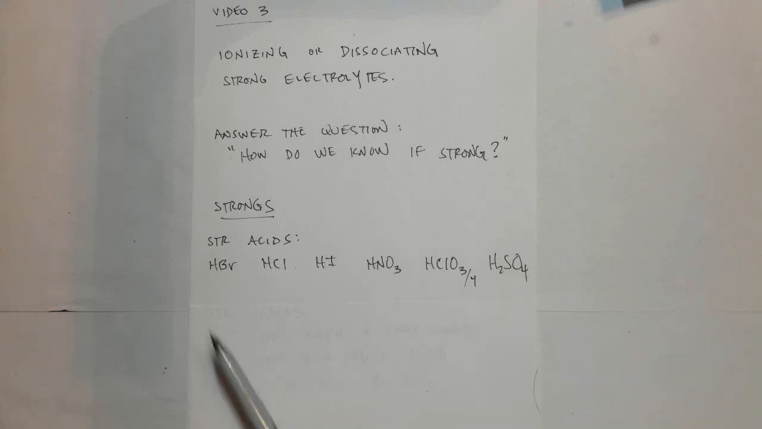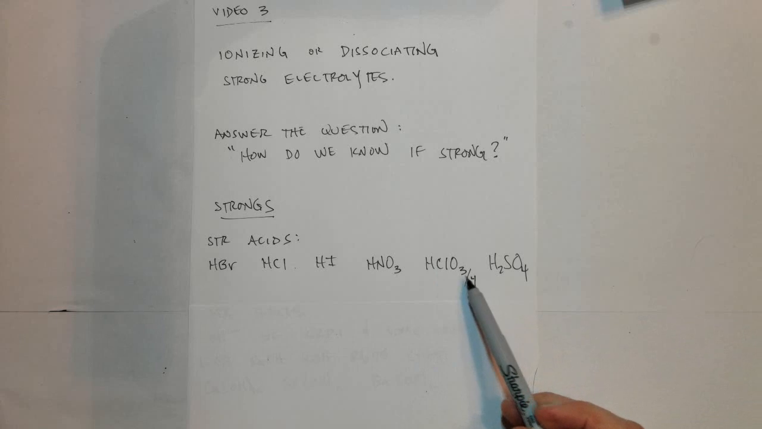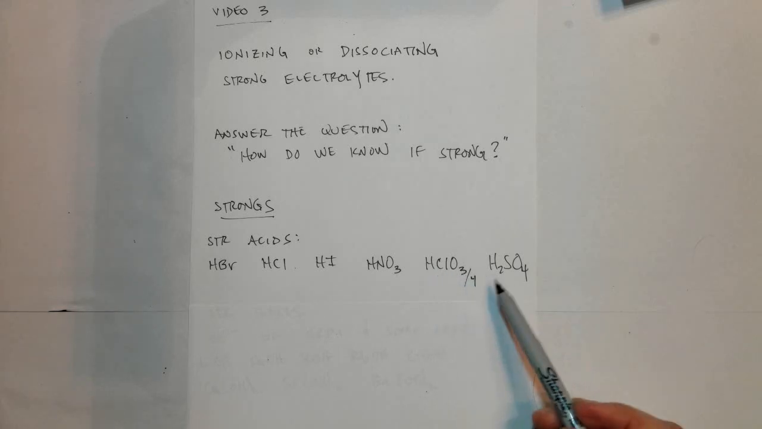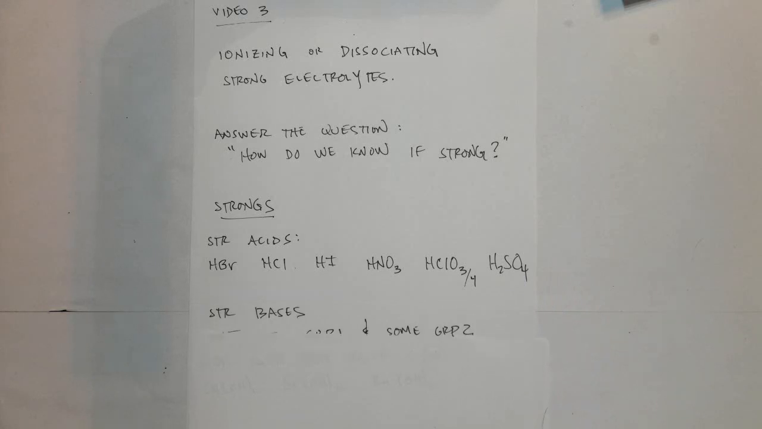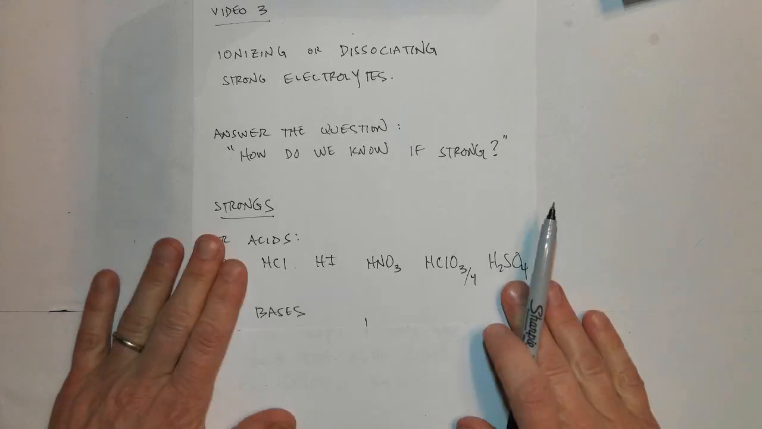One more time for practice. Hyber, Hickel, High, Hono, Hickalo, H2SO4. You now know the 7 strong acids, as long as you know that Hickalo is not HClO 3/4, but HClO3 and HClO4. The strong bases are also easy to remember.